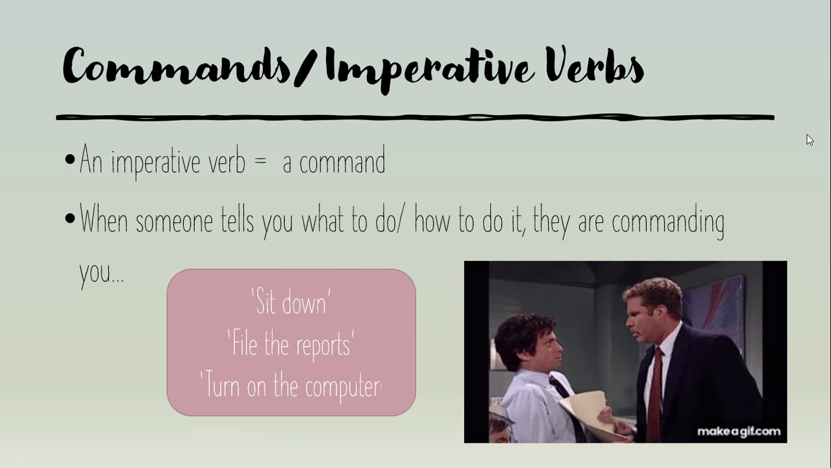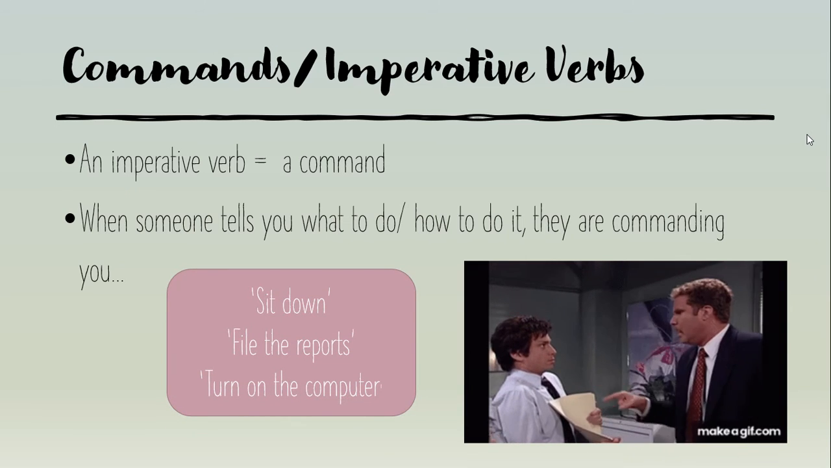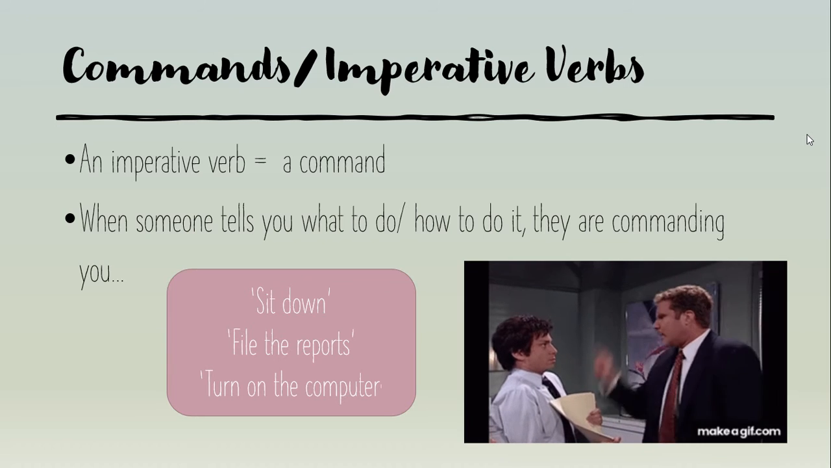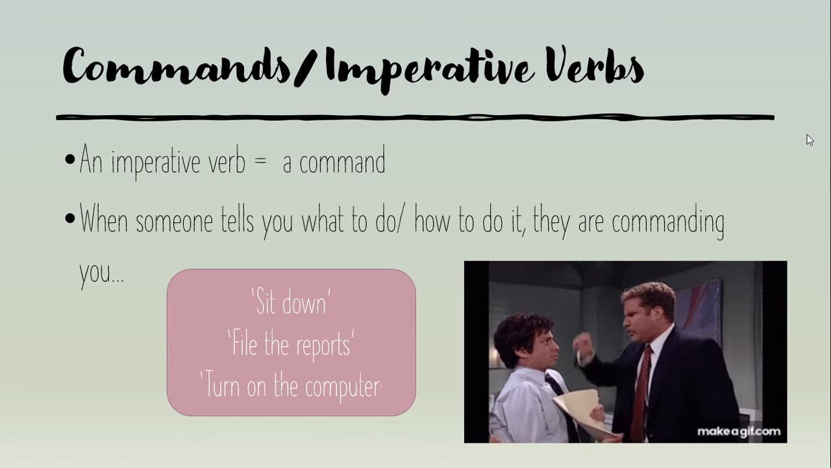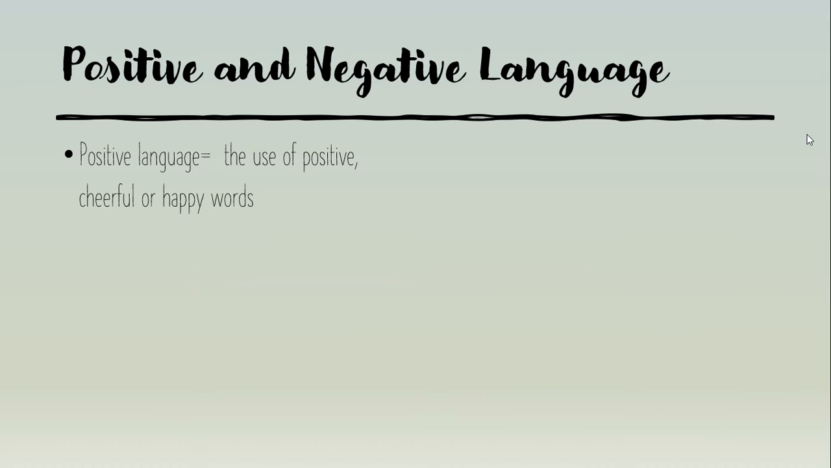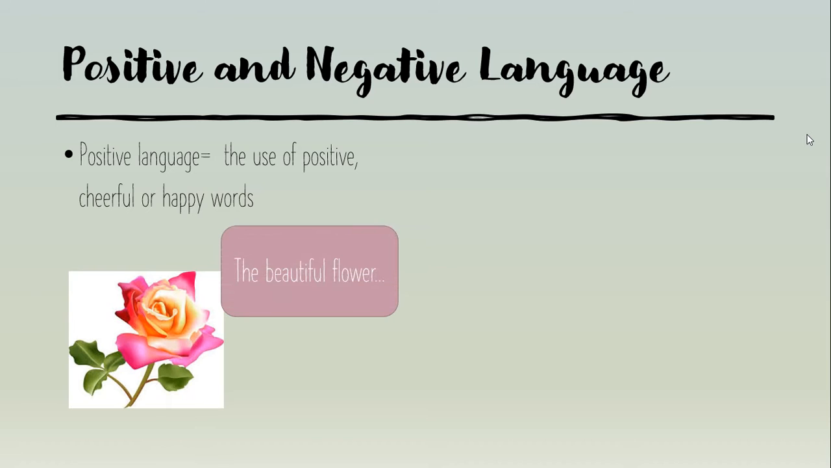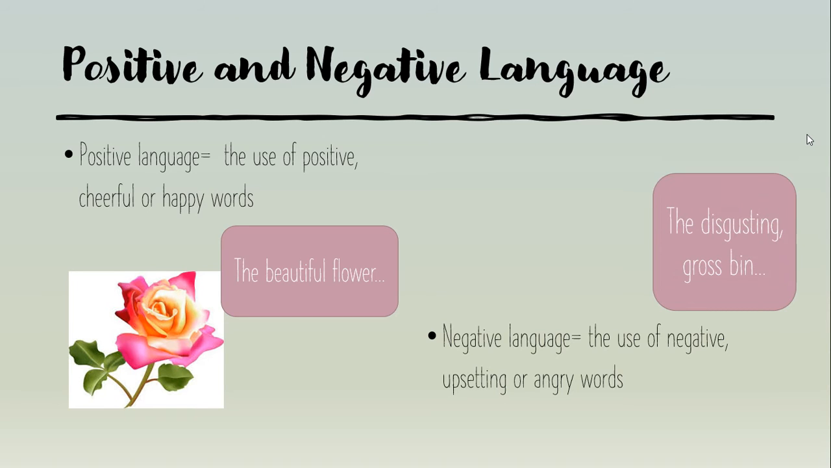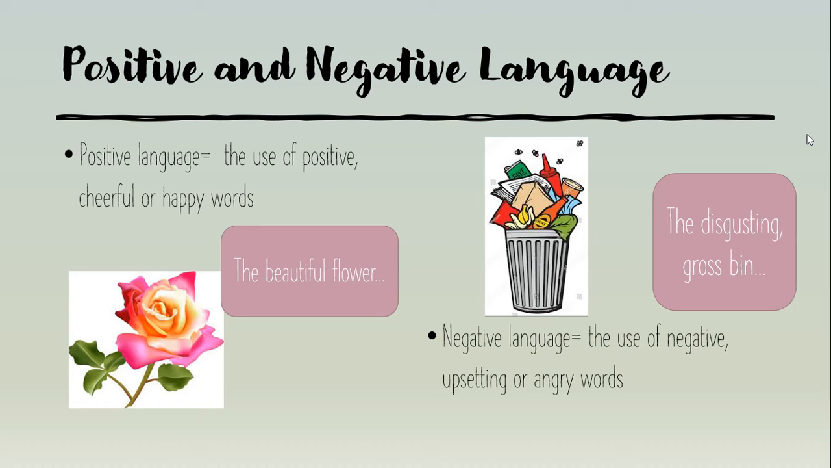So, for example, things like sit down, file the reports, turn on the computer, where those actions are being made into commands, they're telling you what to do, it's a good clue that this is what you're looking at. So, positive and negative language. So, positive, the use of happy or cheerful kind of words, such as the beautiful flower. And negative language, the use of upsetting or angry kind of words, such as the disgusting gross bin. Again, these are usually very descriptive kind of words, so things like adjectives that we might see.